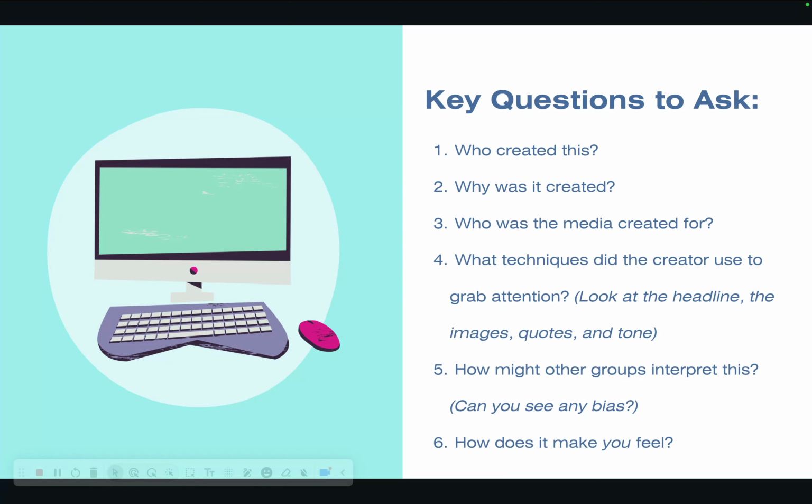And number five, I want you guys to think about this one for just a moment, because we will be coming back to this one later. How might other groups interpret this? Can you see any bias? I want you to think about that word bias. And number six, how does it make you feel? Remember, you are also part of the audience whenever you read or watch a form of media. So not only do you think about what others might feel about this message, but how do you feel about the message?